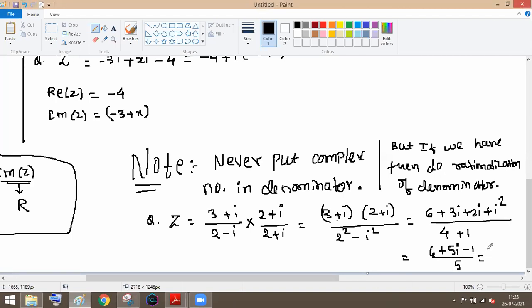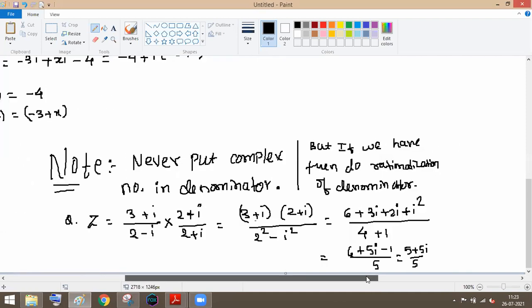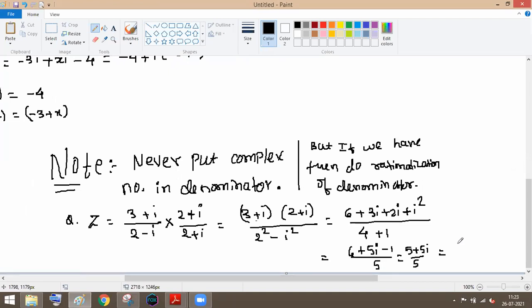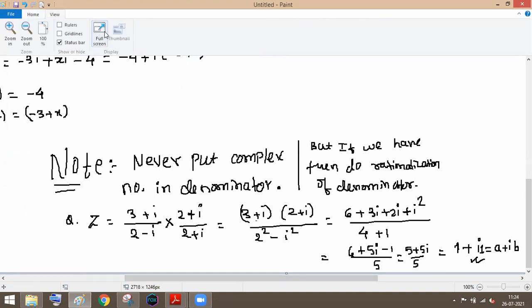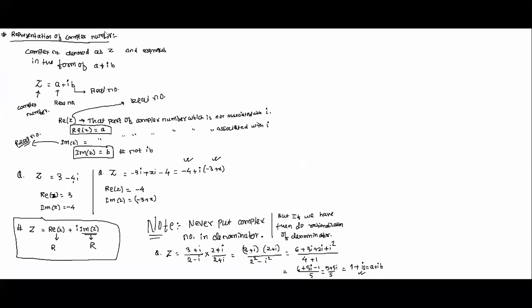We can write this is equal to 6 minus 5 is 5 plus 5i by 5. And it means it will be equal to 5 by 5 is 1 plus i. Now we can write this in the standard form, which is in the form of a plus ib, where a is 1 and b is also 1. Everyone clear with this? How to convert into a plus ib? Okay.